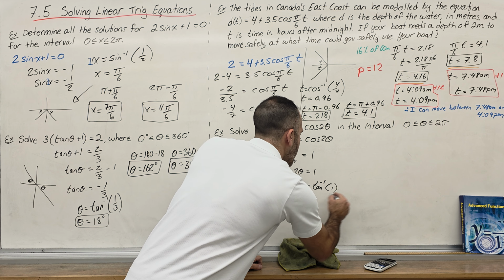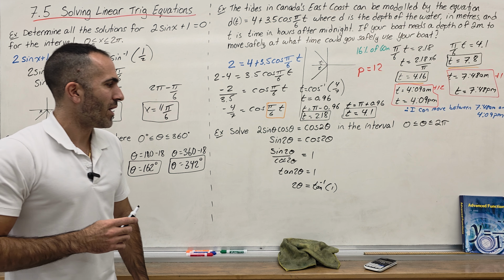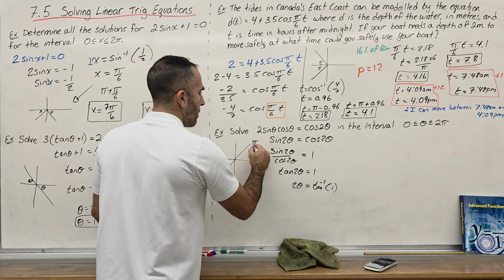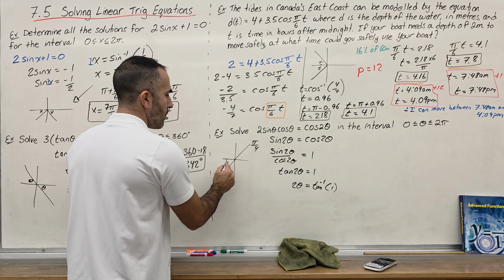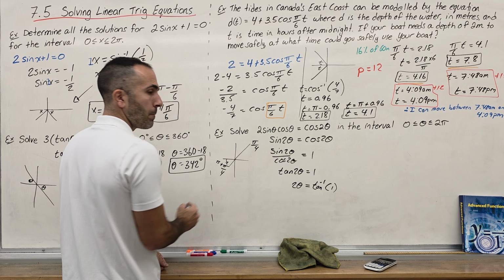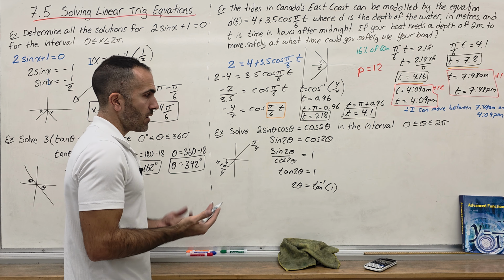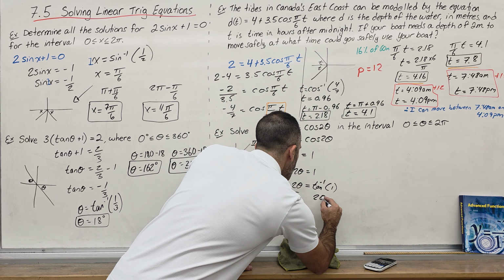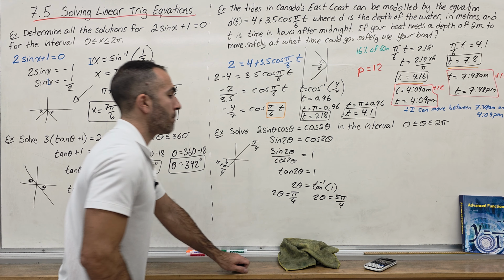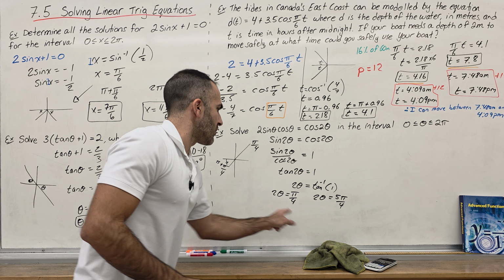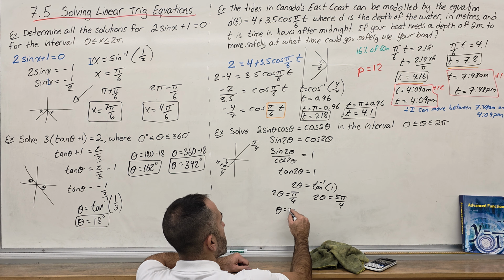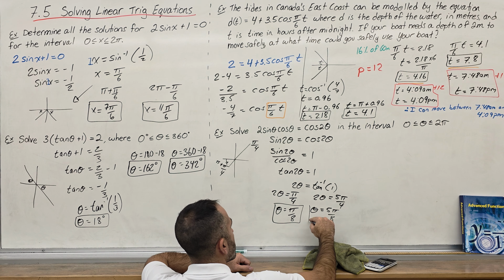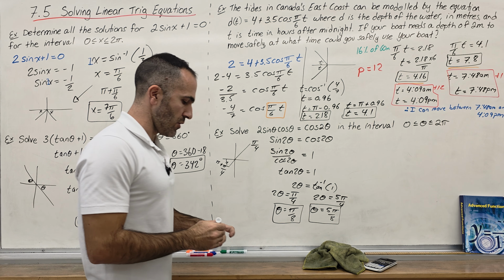Tan negative 1 of 1. When is tan positive? Here. When is it 1? At pi over 4. And pi plus pi over 4. Okay, special triangles. So I know that 2 theta is pi over 4, and 2 theta is 5 pi over 4. And now I'm going to solve. I got to divide by 2, so theta is pi over 8, and theta is 5 pi over 8. And these are 2 solutions.